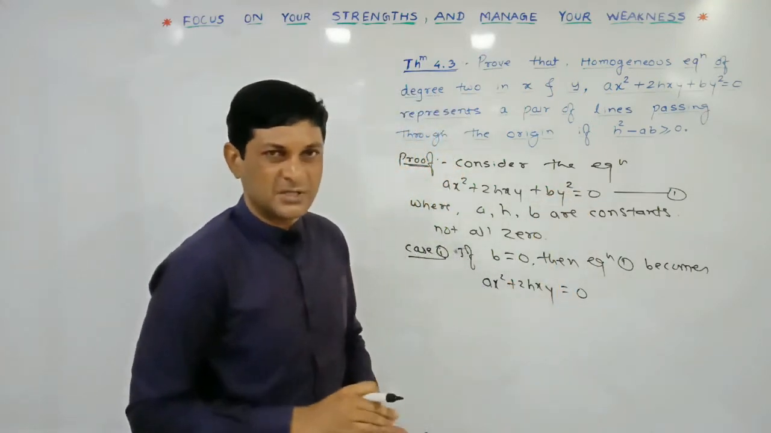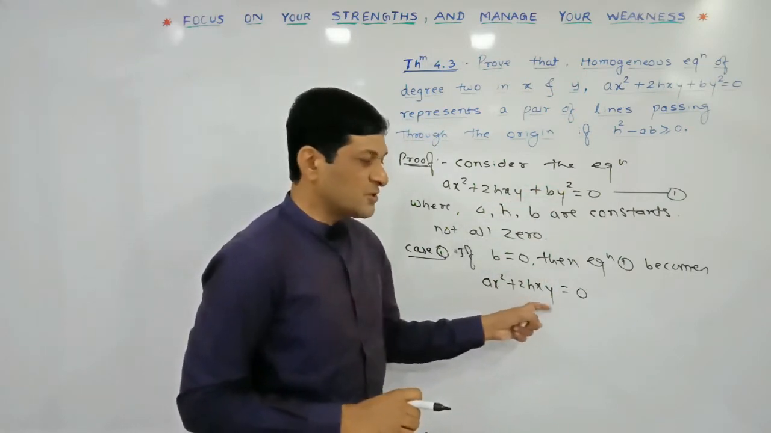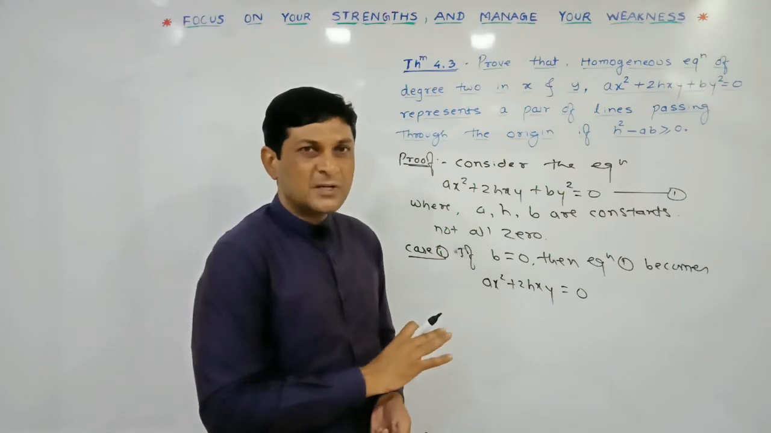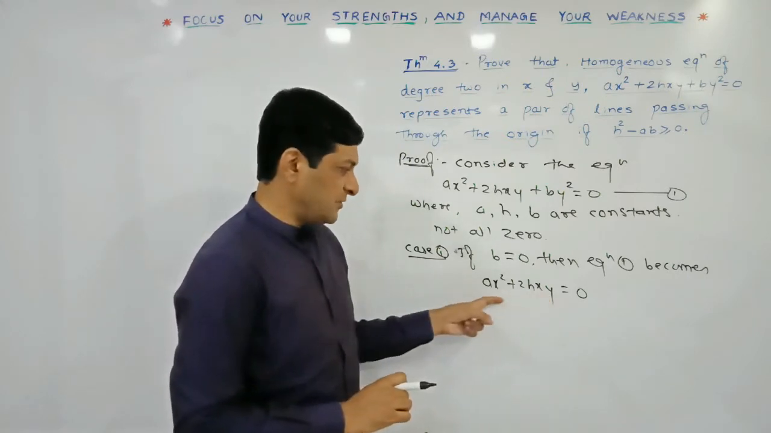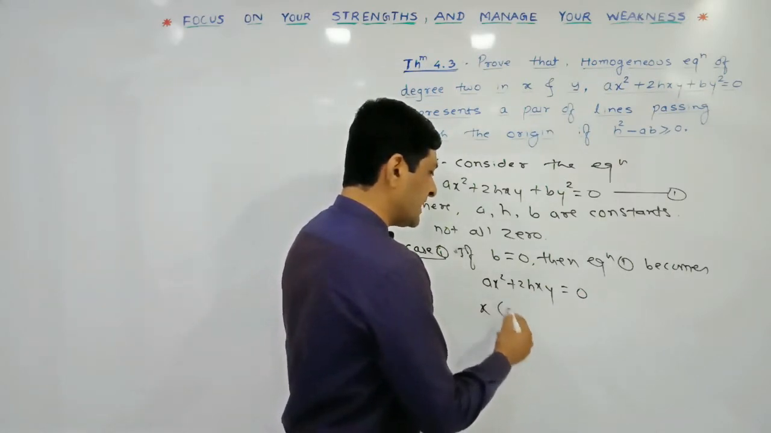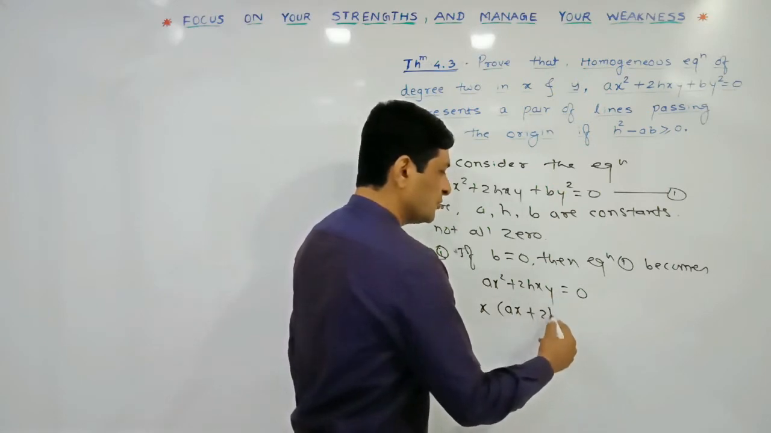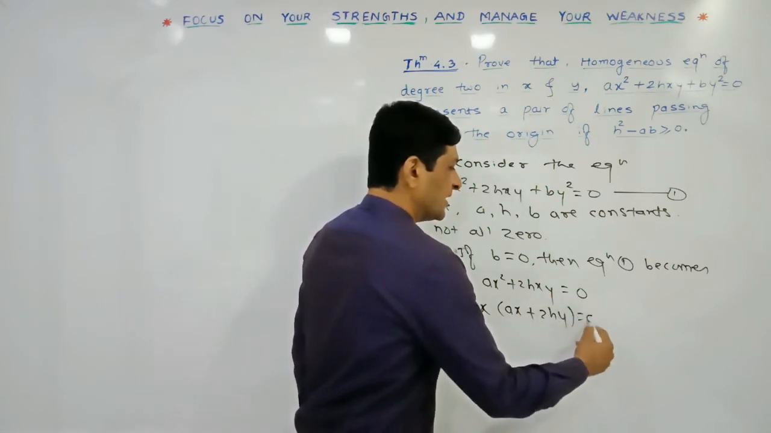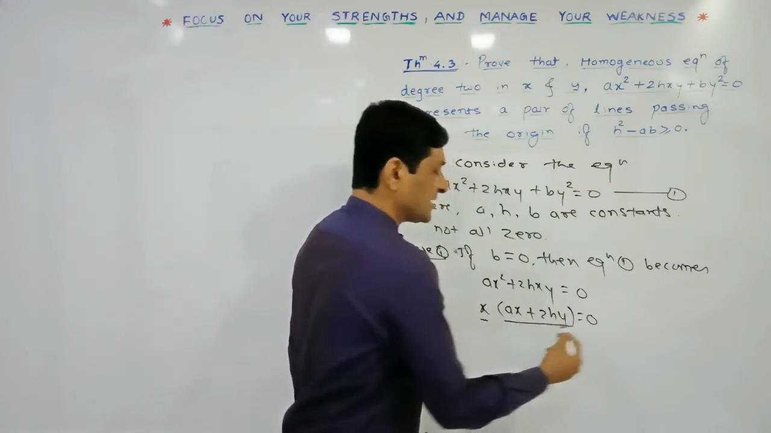Not necessary to write 0 here. So this equation will become ax square plus 2hxy. Now we are trying to factorize this equation, and if you observe this equation, we are able to take x common from both the terms. If we take x common, the remaining term here is ax and here the remaining term is 2hy is equal to 0. Now here the product of two terms is there, the first term and the second term.